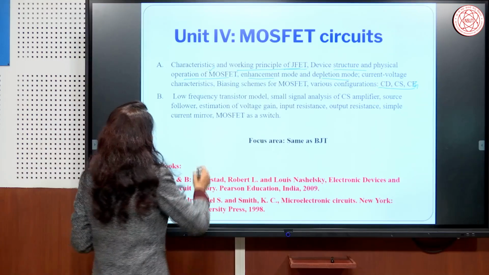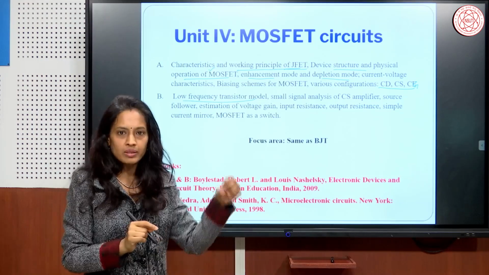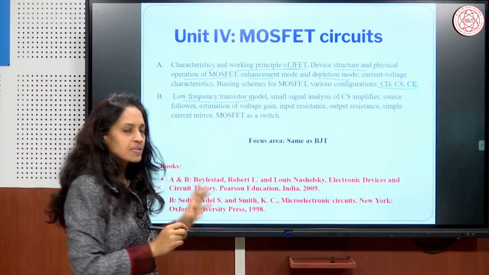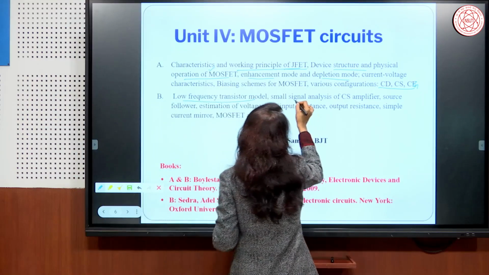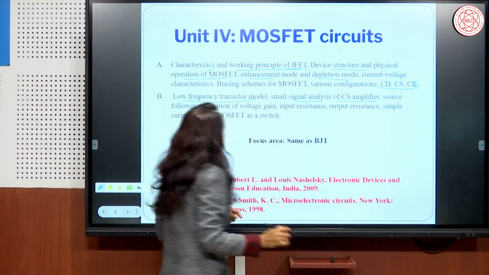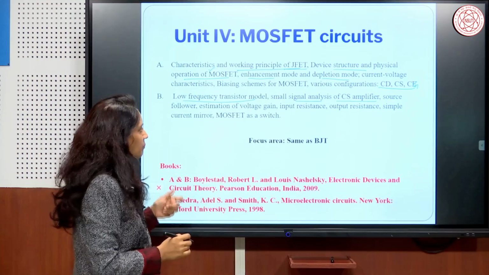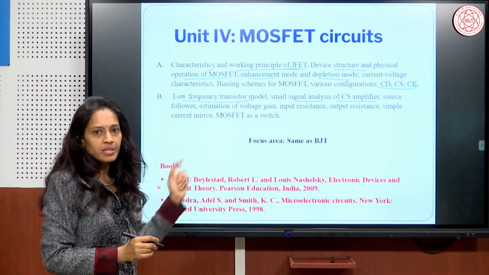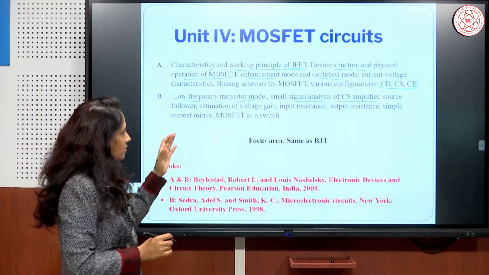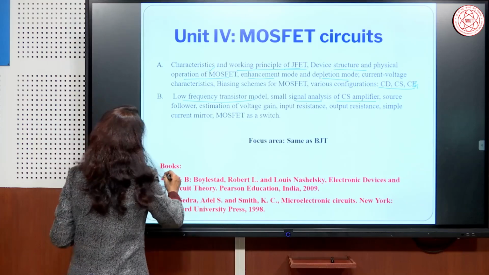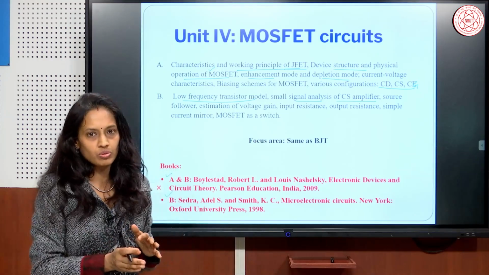Then comes your low frequency transistor model. This is again your small signal model or your EC model that we have discussed in case of BJT. A similar model you have here also, and using that model you have to perform the small signal analysis of common source amplifier. Common source amplifier is just like your common emitter amplifier. So for common source and common emitter amplifier you can expect small numericals. Basic numericals, and for these numericals you can definitely refer to these two books. Similar numericals to those given in these two books will come in your exam also.